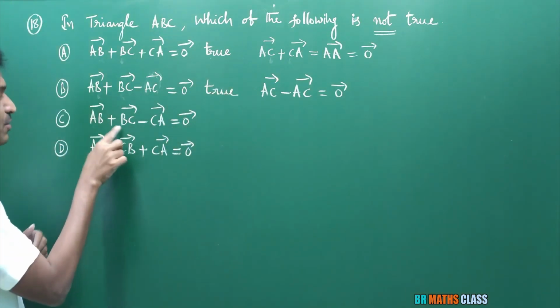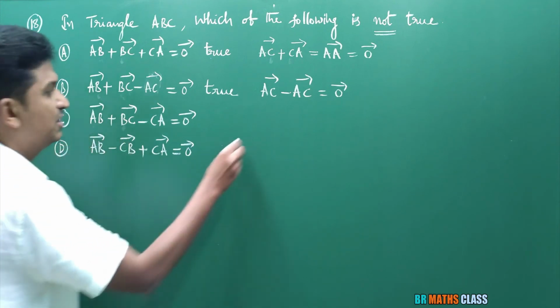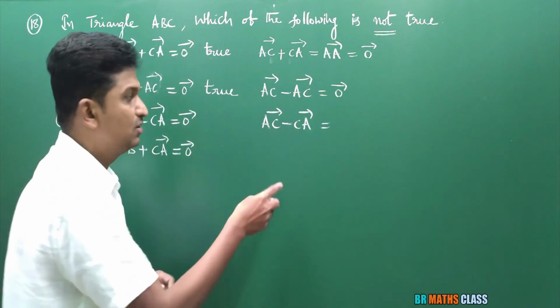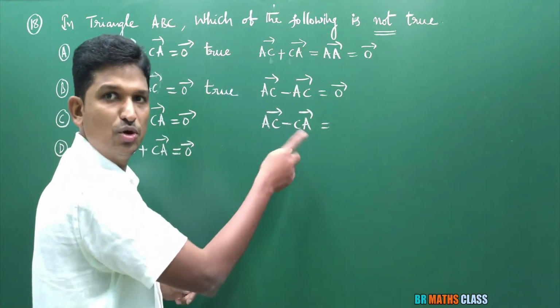So now I need to check this. You observe AB bar plus BC bar. AB bar plus BC bar is what? This is AC bar. AC bar minus CA bar. You observe this is AC bar, this is CA bar. Both are different.